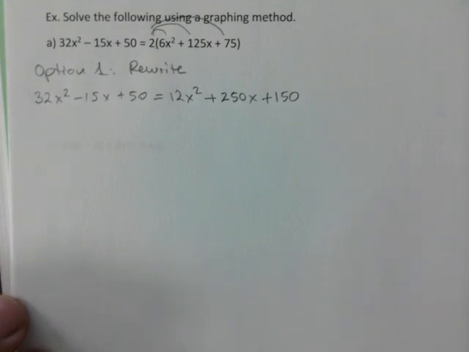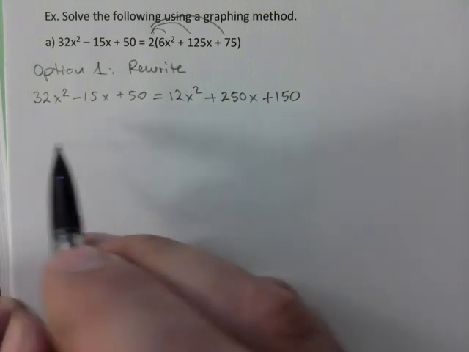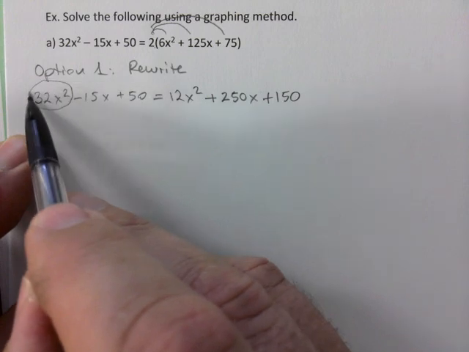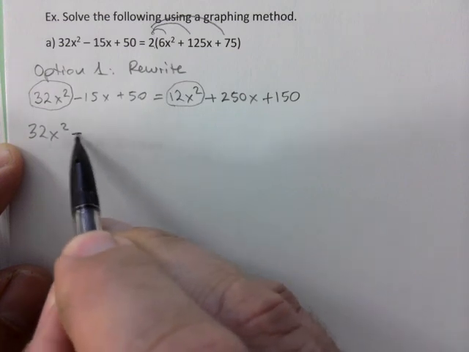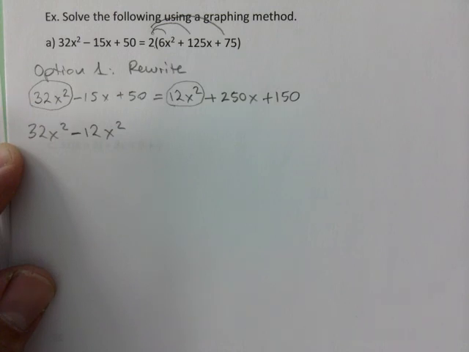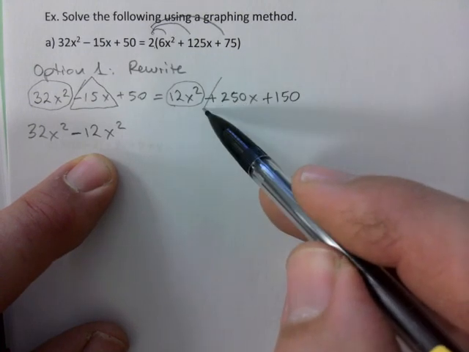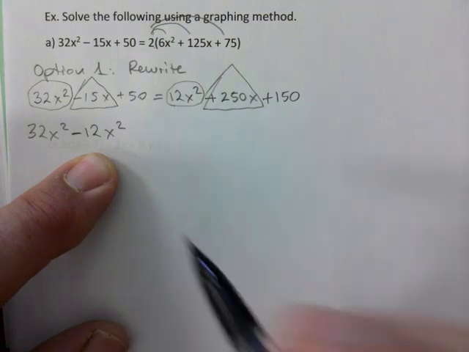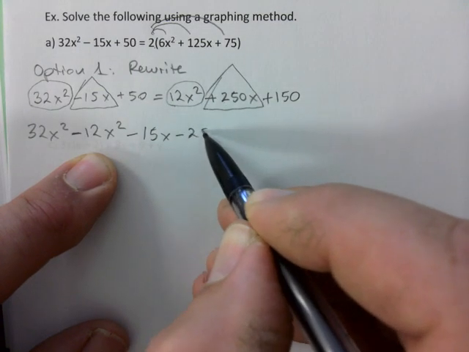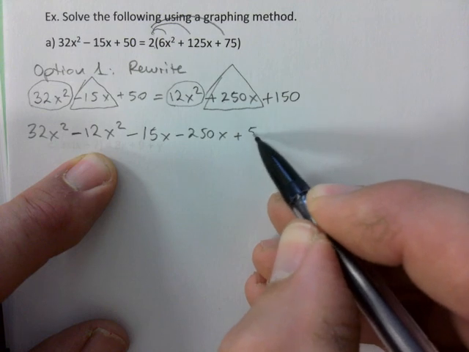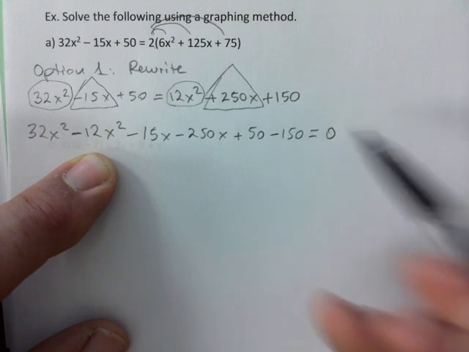So we're closer. Let me focus here one more time. There we go. Now I'm bringing stuff over. I'm going to circle the x squares. So it's 32x squared minus 12x squared. I'm going to triangle like this. And so it's negative 15x. The 250 comes over the equal sign, subtracting. And then there's the plus 50. And the 150 on the other side comes over subtracting. It's equal to 0.